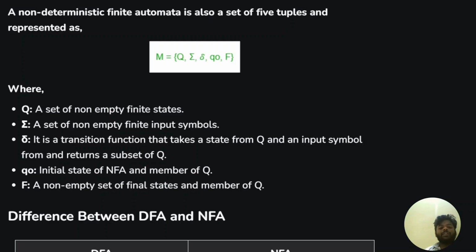Q represents a set of non-empty finite states. Sigma, a set of non-empty finite input symbols. Delta is a transition function that takes a state from Q and an input symbol from sigma and returns a subset of Q. Q naught, the initial state of NFA and a member of Q. F, a non-empty set of final states and a member of Q.